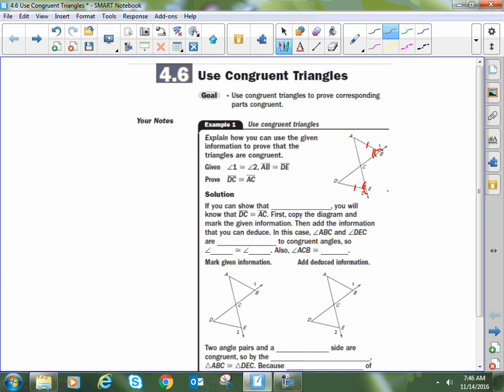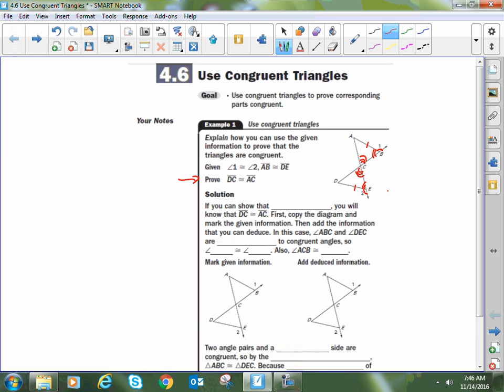I also can recognize at vertex C, I have angle ACB congruent to angle DCE because they're vertical angles. So now I have a couple of angles inside of a triangle and I have a side of the triangle. So I can show that the triangles are congruent to each other by angle, angle, side. And if the triangles are congruent by angle, angle, side, I can absolutely show that this statement must be true.